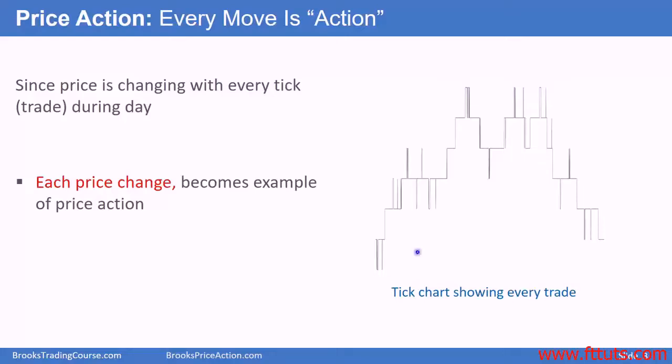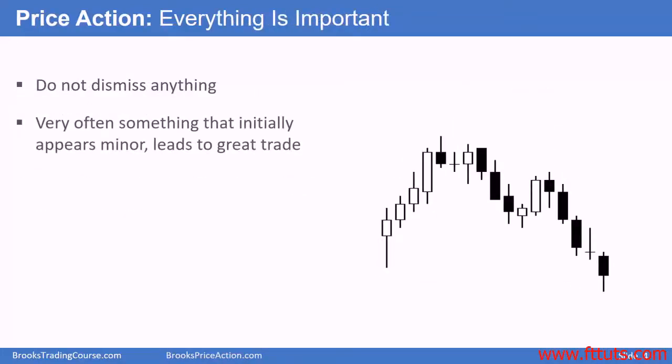So for example, here's a tick chart where every little bar is one trade. We went up, here we went sideways, we went up, we went down, we went up. Sideways here for a few trades at the same price, and then we went up. Sideways at the same price, and then we went up. This tick chart shows every trade that takes place during the day. Everything is important. Never dismiss anything as noise or unimportant. Some things that initially look like they're not very important often lead to great trades.